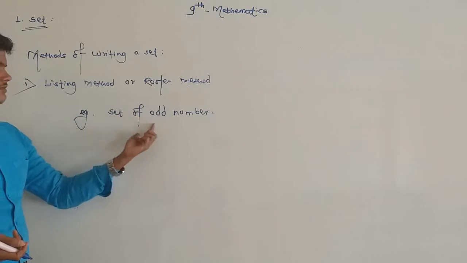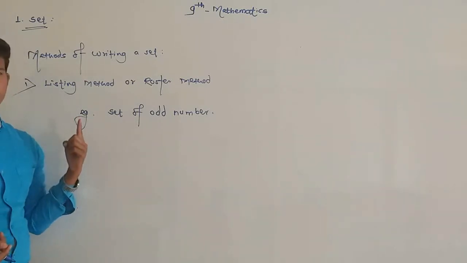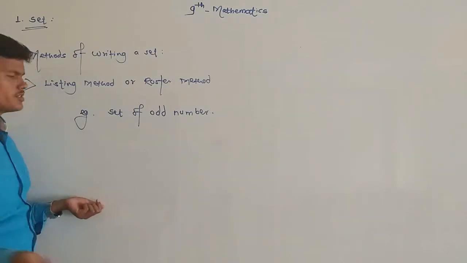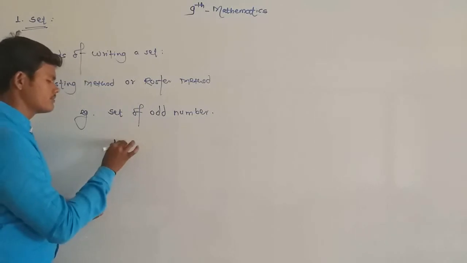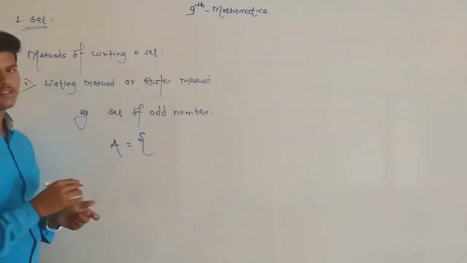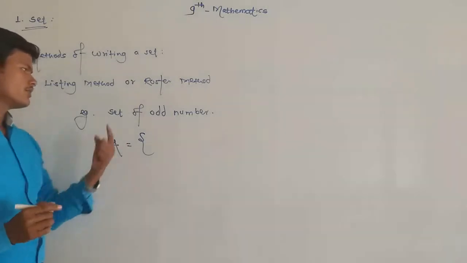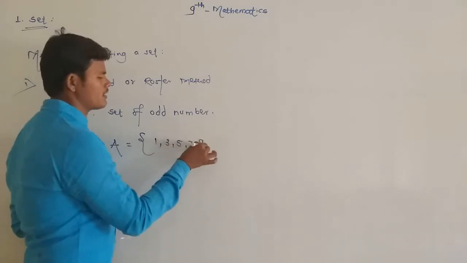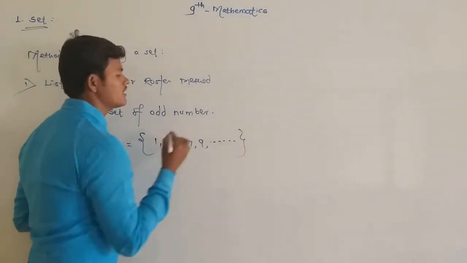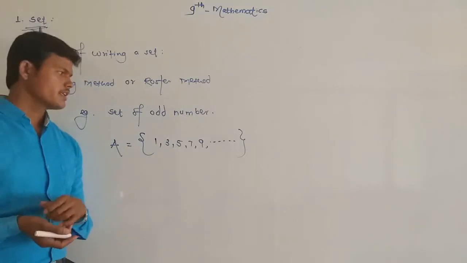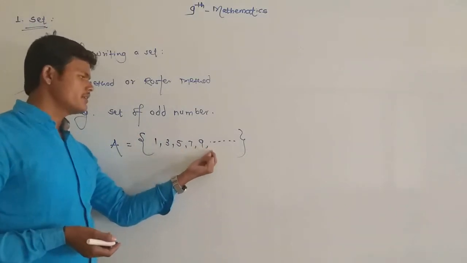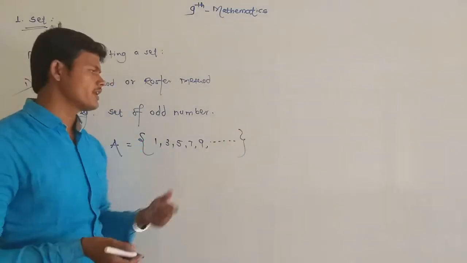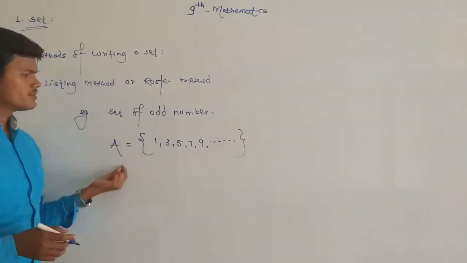First rule, write the name of a set by using a capital letter. So we write from A to Z. Suppose consider A. Then write all the elements within a curly bracket. So we know that odd numbers start from 1, 3, then 5, 7, 9. Odd numbers are also uncountable. That means they are unlimited, that is infinite. So after the last element make a comma and then dot dot dot. What is the meaning of this? Up to infinite. So we can write a given set by using the listing method.